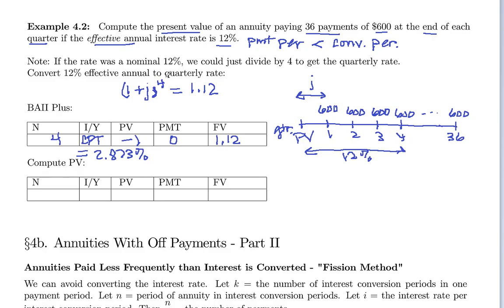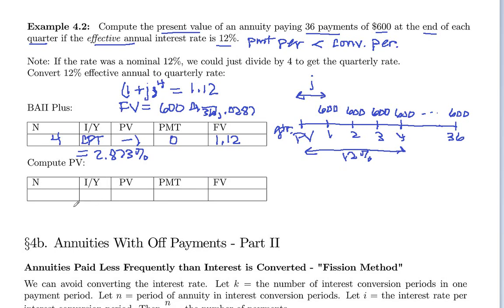And then if you wanted to use formulas from there, your present value would be equal to 600 a angle 36 at j, which is your 0.0287, and you'd want some extra decimal places in there. Then you could just use 1 minus v to the n over i. So that would be formulas.